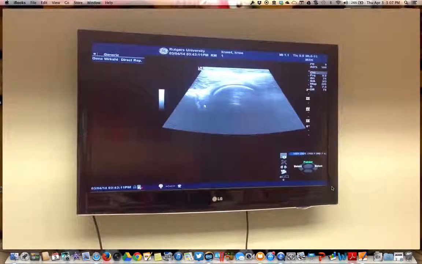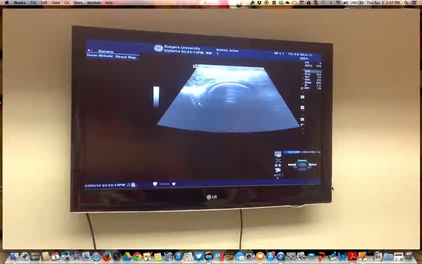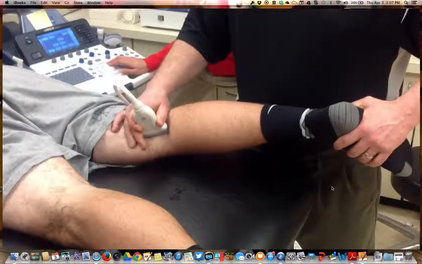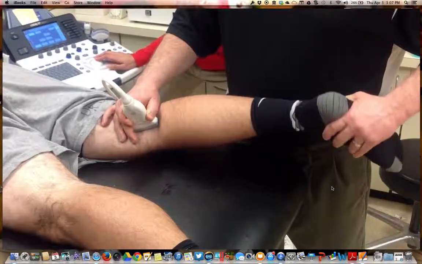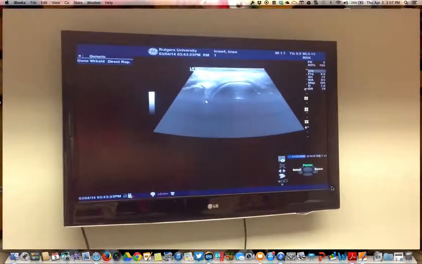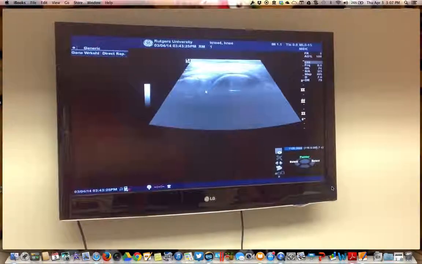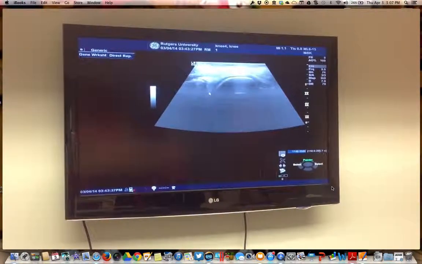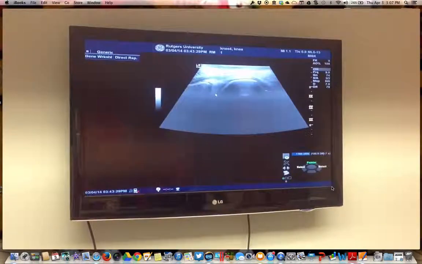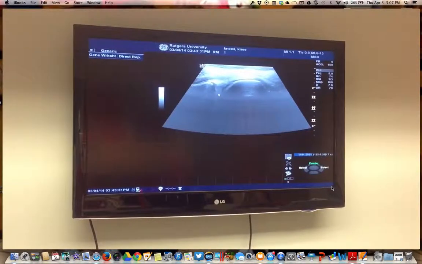I can do some dynamic testing of that meniscus in some cases by bringing the leg up to around 40 degrees, lining up on the meniscus, and then doing some simple internal-external rotations to try to bring out subtle pathology of that meniscus sitting in its posterior horn in this location.